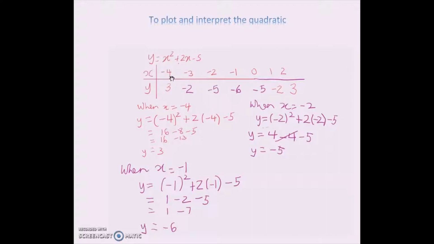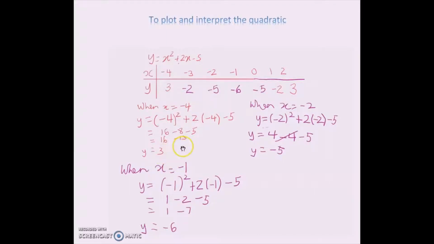So x goes from negative 4 straight up to 2, inclusive, and integer values of x. So you have minus 4, minus 3, minus 2, minus 1, 0, 1, 2. So we're going to take x equal to negative 4 and substitute into y is equal to x squared plus 2x minus 5. When x is equal to negative 4, we substitute and get 3.